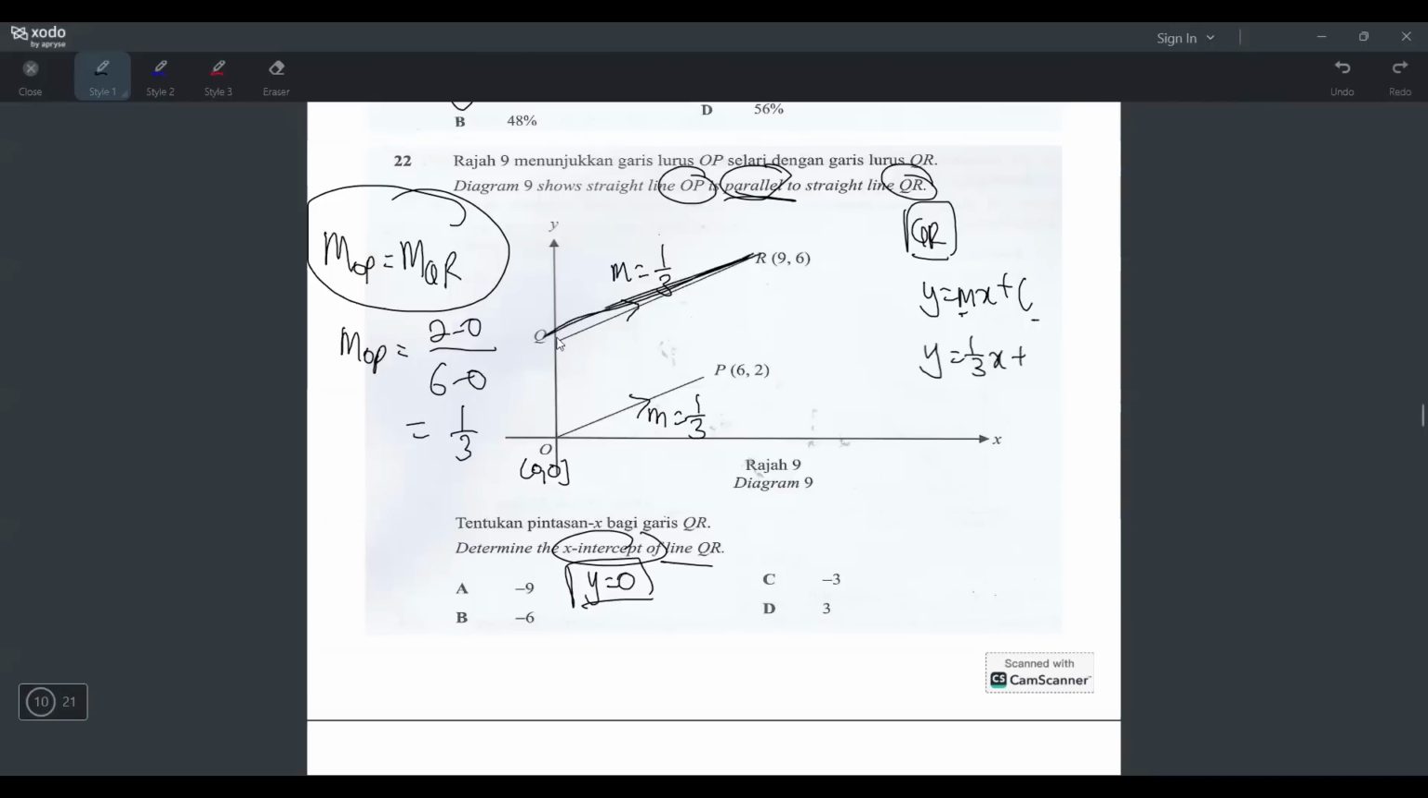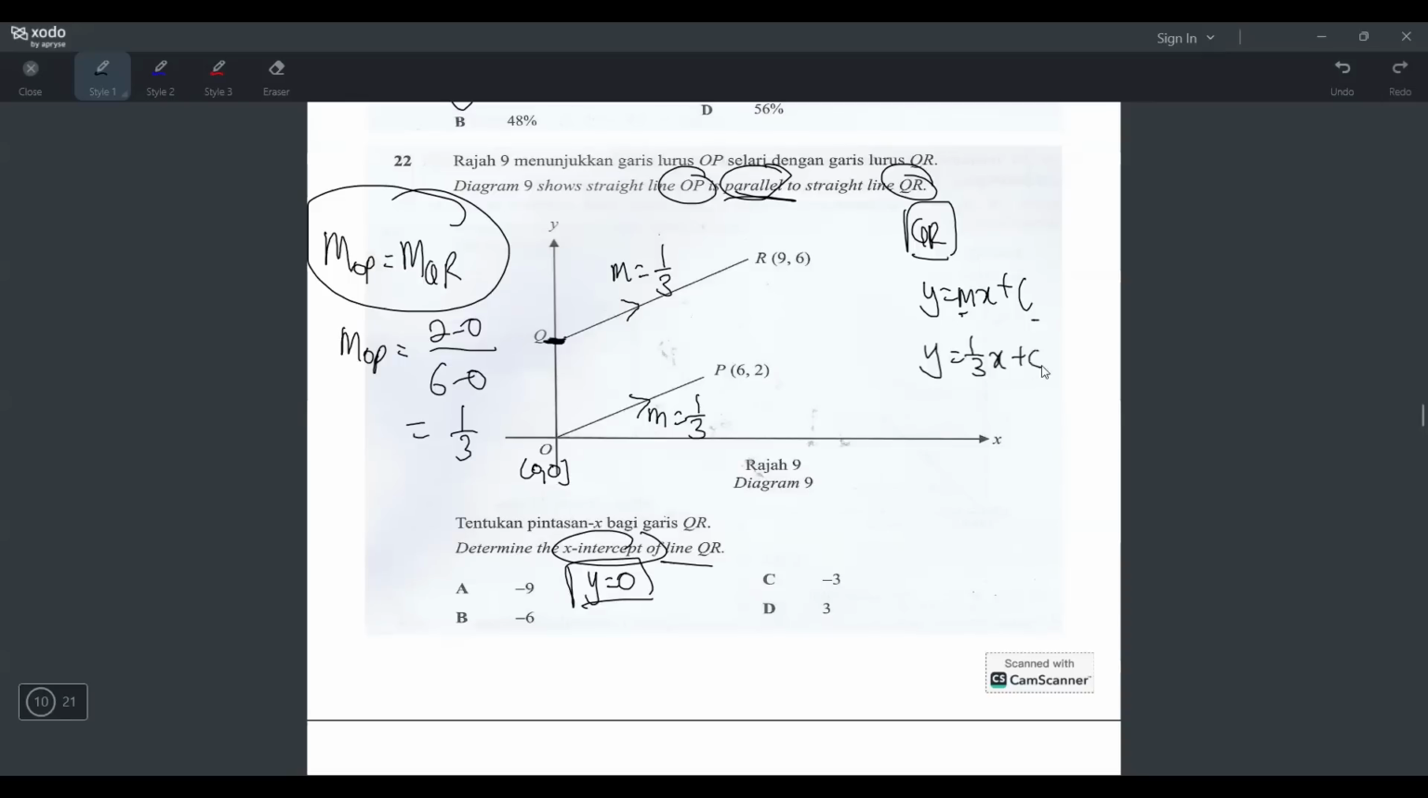If you look at QR's y-intercept, it is here. This is the y-intercept, pintasan y. And they never give us this y-intercept, right? So I don't have the y-intercept. They didn't give it, so what to do? If they never give you the y-intercept, it means if you use your eyes to see the diagram and cannot get the y-intercept, then you're forced to use another method, which is you have to substitute the x and y into the equation.